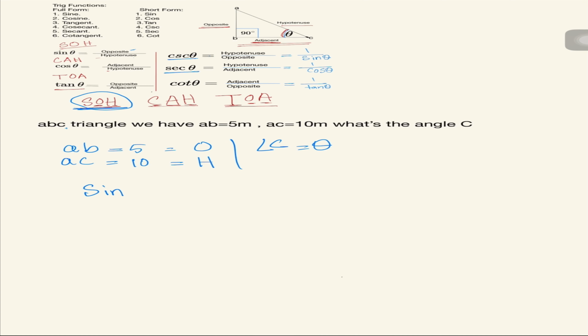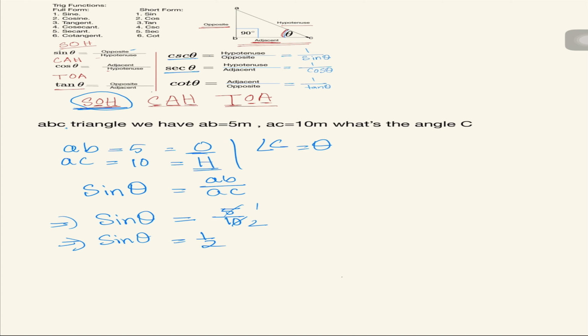So let's just do sine theta is what? Opposite over hypotenuse. So you can just write down AB over hypotenuse, which is AC. Now let's write down sine theta equals AB over AC. AB is 5, AC is 10. So we get sine theta is 1 over 2, but we have to find theta. So we can write theta equals sine inverse of 1 by 2. When we try to find the angle, we can just use the inverse of the sine function. So sine inverse of half is just 30 degrees.